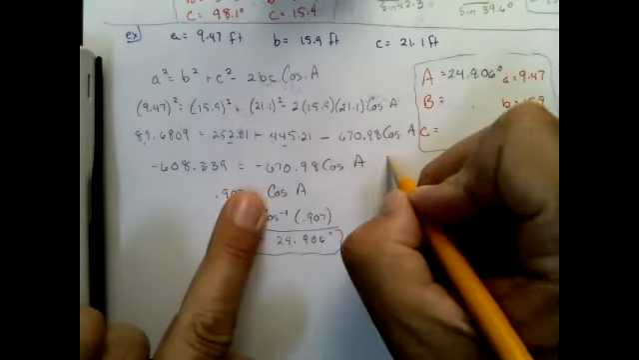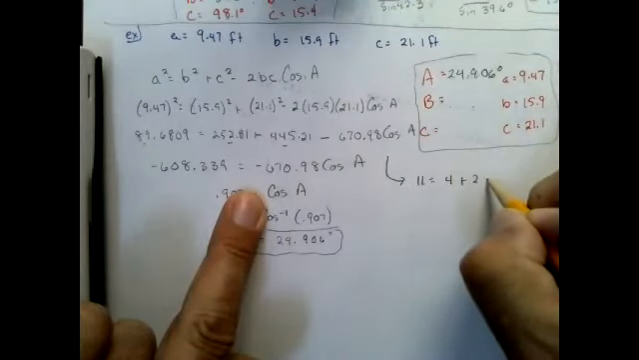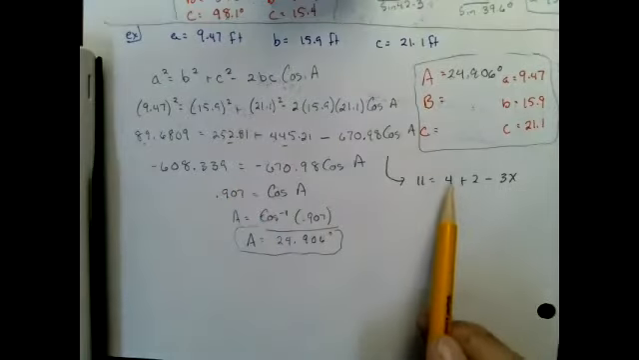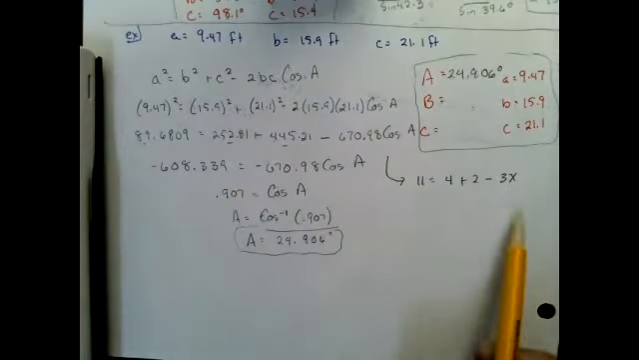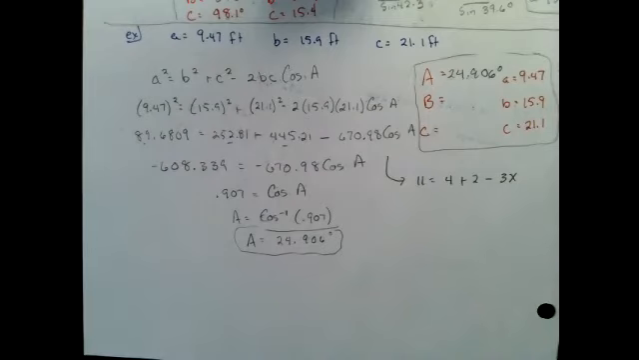So what this is something that would look like this: 11 equals 4 plus 2 minus 3x. You would bring the constants over, and then you would be dividing by -3. Okay, that's what it would look like in clean algebra. I think that's where I got it wrong. Sure, no problem. You've corrected me.